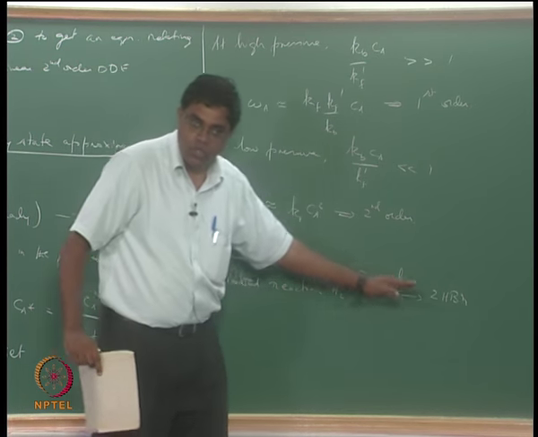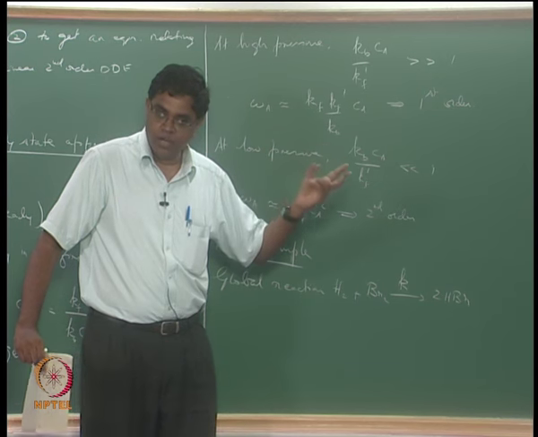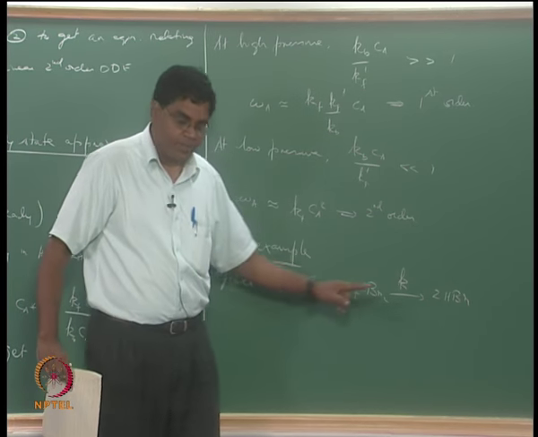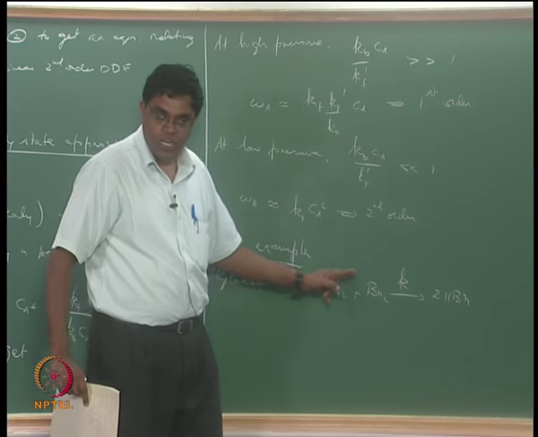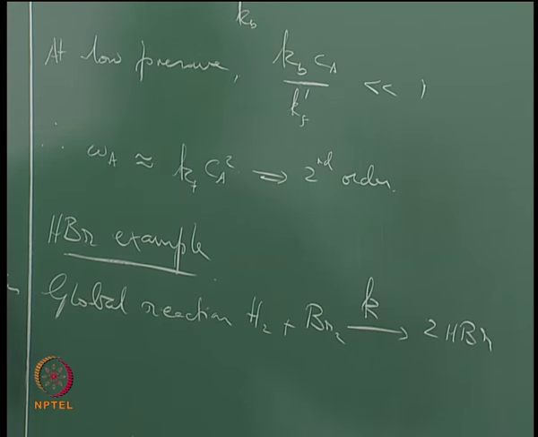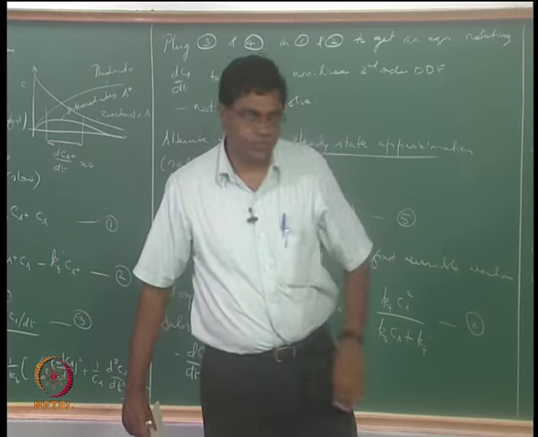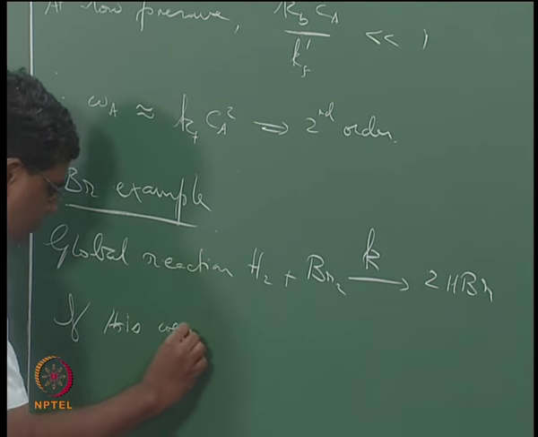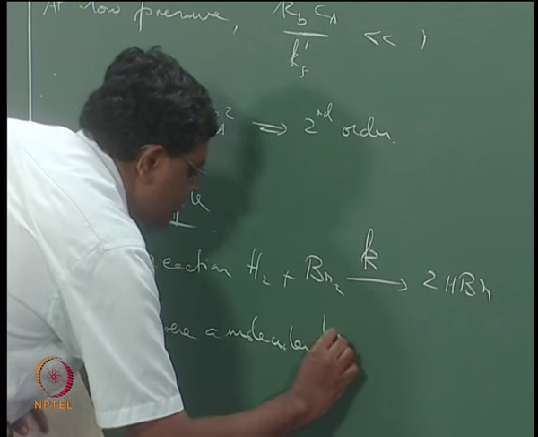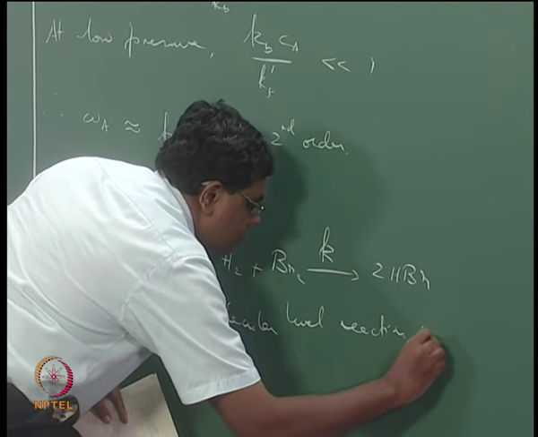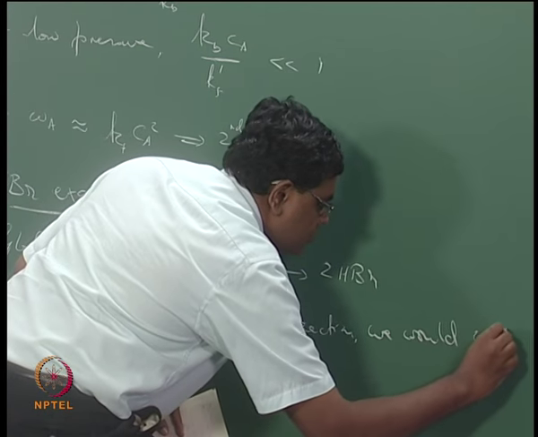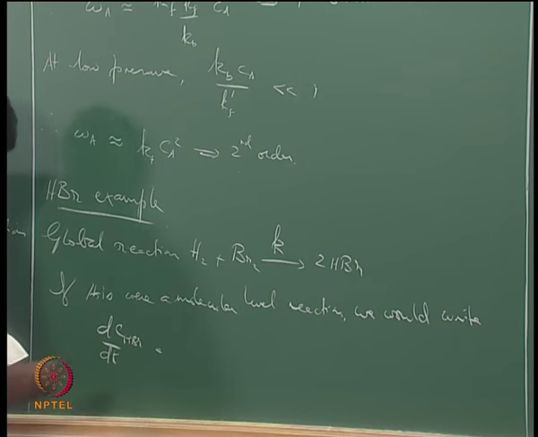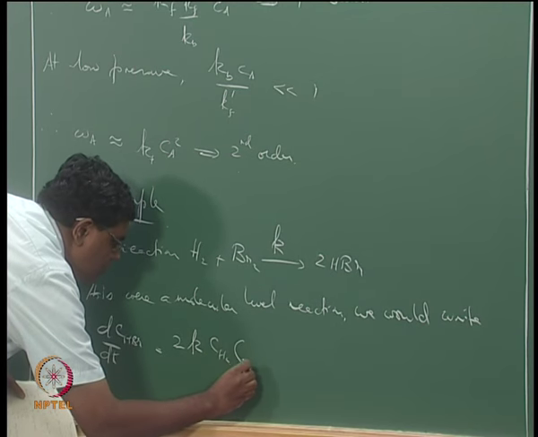dCHBr divided by dt is equal to, we still have to have the nu double prime minus nu single prime for HBr. Nu double prime is 2, nu single prime is 0 for HBr. So you will have twice K CH2 times CBr2. That means the concentrations will be raised to powers 1 each, if this were a molecular level reaction. We would write dCHBr divided by dt equal to twice K CH2 CBr2.